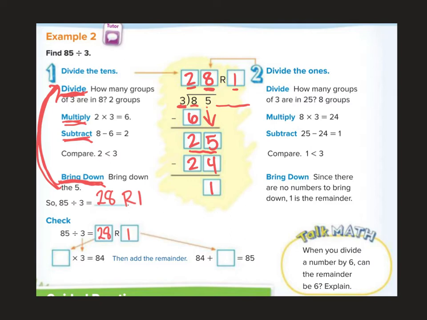So let's see, what is 28 times 3? 3 times 8 is 24. 3 times 2 is 6, plus 2 more is 8. And then we have to add the remainder. Don't forget about adding your remainder. 84 plus 1 is 85, and that's what we started with.